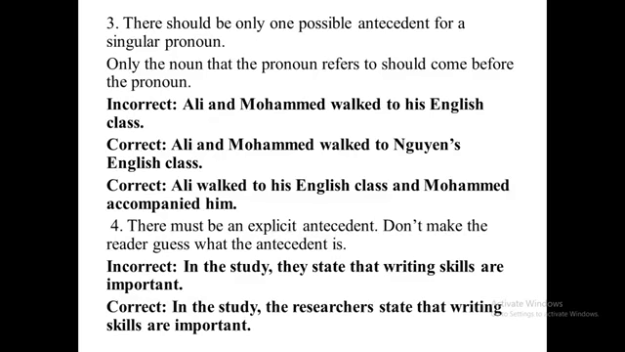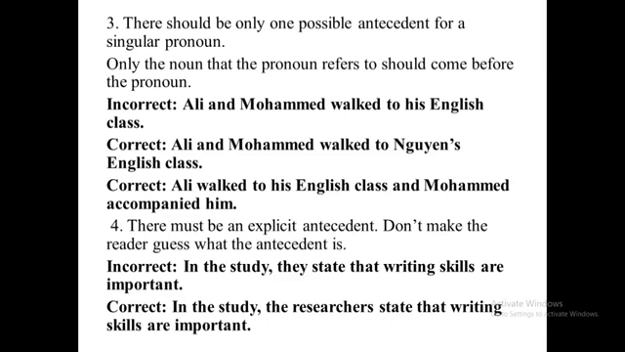So now the third one is that there should be only a possible antecedent for a singular pronoun. As earlier we have discussed the possible antecedent and definite or indefinite antecedent. So only the noun that the pronoun refers to should come before the pronoun. Okay, now look at the incorrect one. Ali and Muhammad walked to his English class. So now look at the correct one. Ali and Muhammad walked to Nagwan's English class.